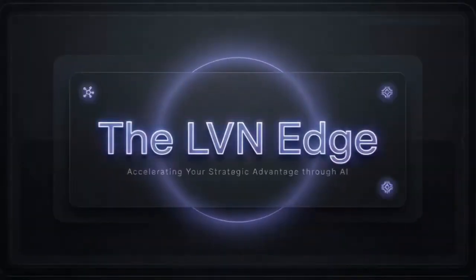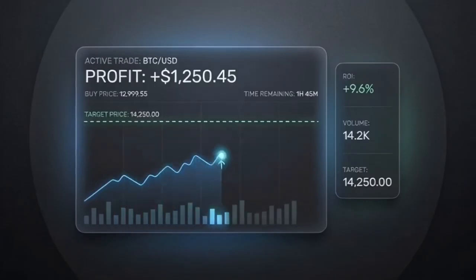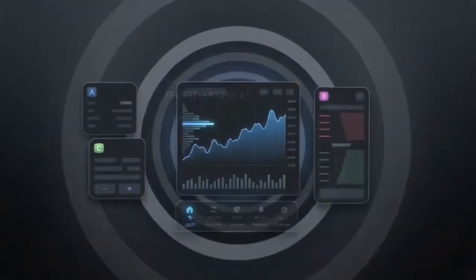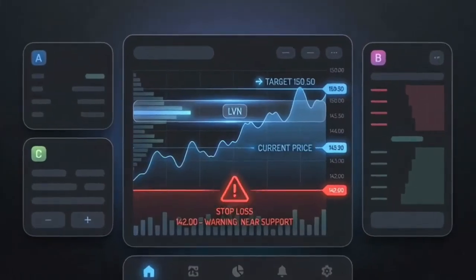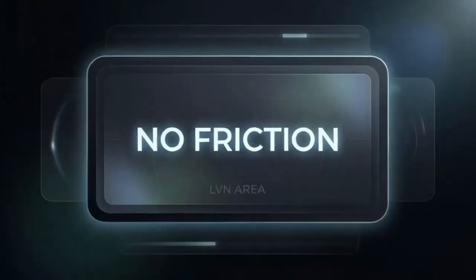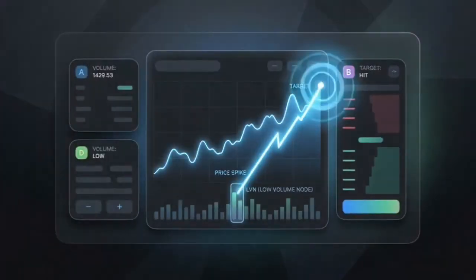The low volume node edge is worth sitting with for a moment. When price is in a trade moving in your favor and heading toward your target, check the volume profile ahead. If there is a low volume node between your current price and your target, do not tighten your stop inside that zone. There is almost no supply or demand in a thin node. Price moves through it fast and reaches the next high volume area before pausing.